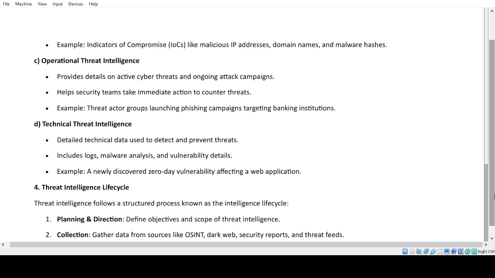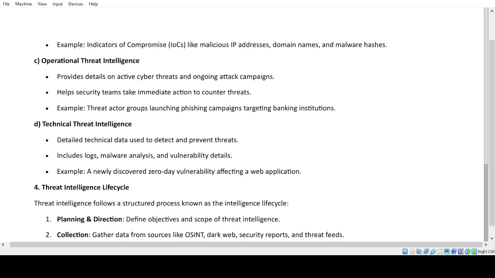D. Technical threat intelligence. Detailed technical data used to detect and prevent threats. Includes logs, malware analysis, and vulnerability details. Example: a newly discovered zero-day vulnerability affecting a web application.